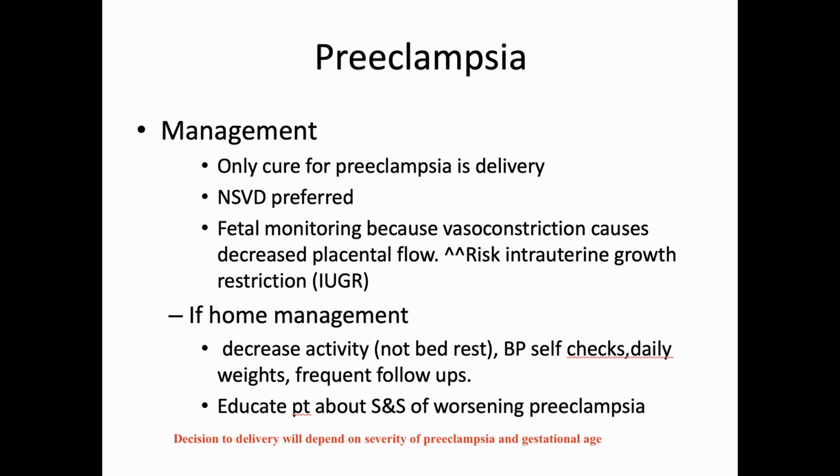For home management, meaning the patient does not have severe preeclampsia and we're just trying to manage them at home, we can say decrease activity, but we're not doing bed rest anymore. They're checking their blood pressures regularly throughout the day. They're taking daily weights because we're looking for a potentially big weight gain, which would be a sign of a worsening condition. They're going to be followed up way more. And we want to tell the patient what the worsening signs are: if they have a headache that's not going away, if they start seeing spots, if they gained 8 pounds since yesterday, something crazy, they should come to the hospital or to the doctor to get checked out.